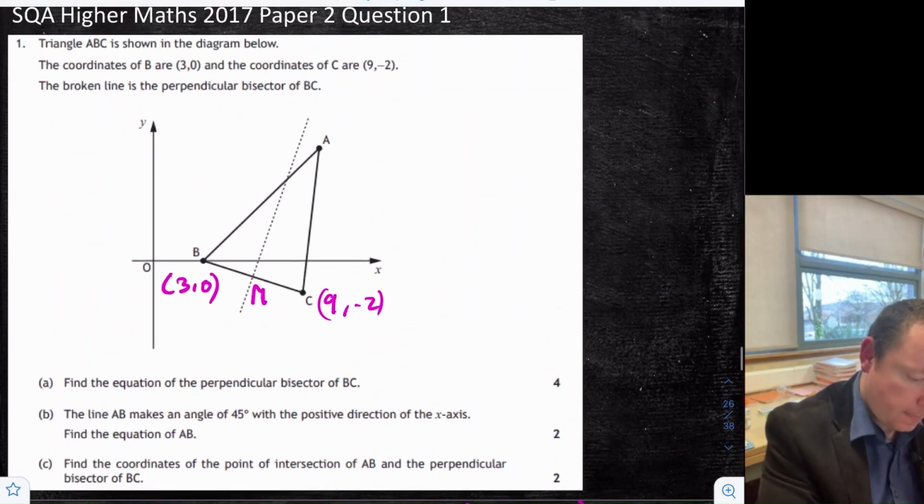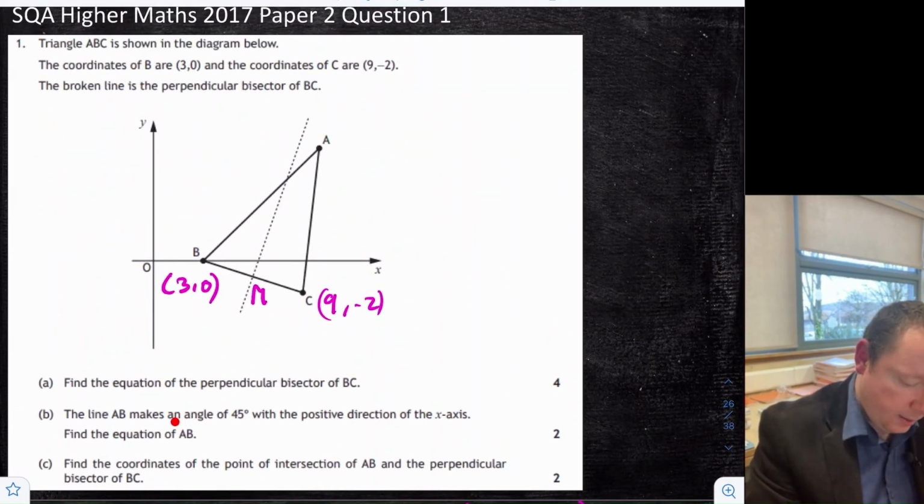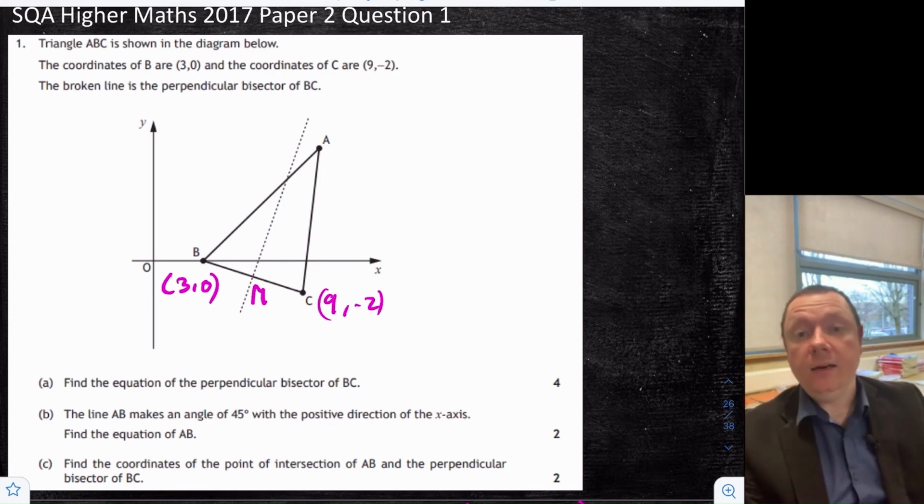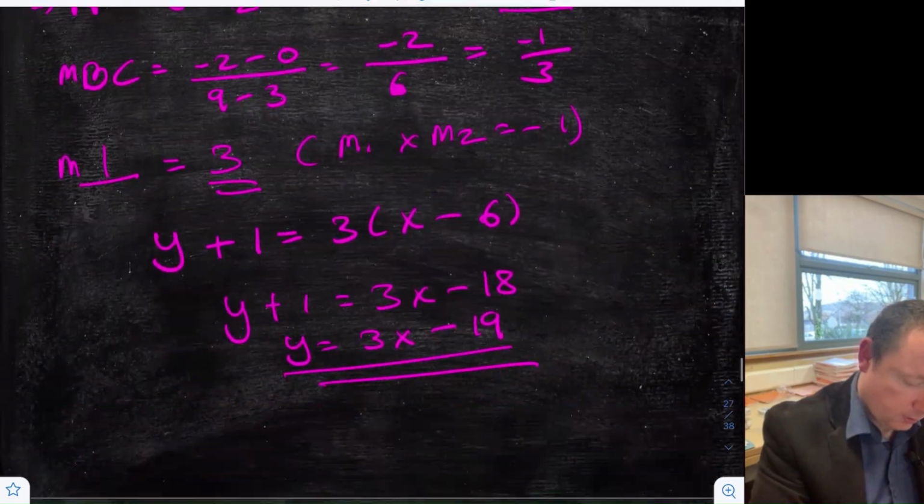Part B. The line AB makes an angle of 45 degrees with the positive direction of the x-axis. Find AB. Gradient equals tan theta.